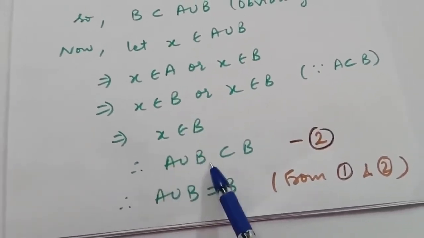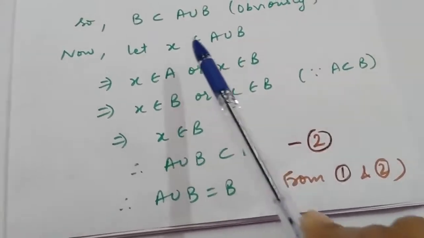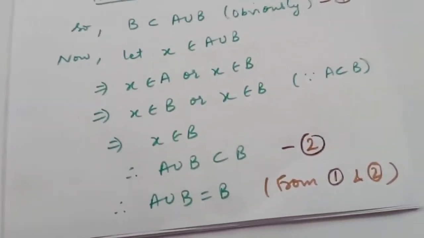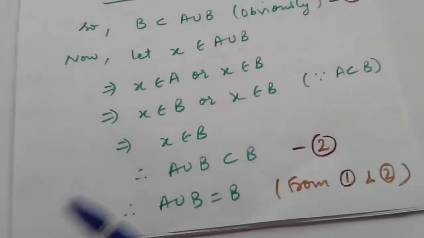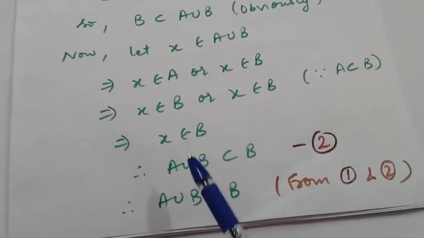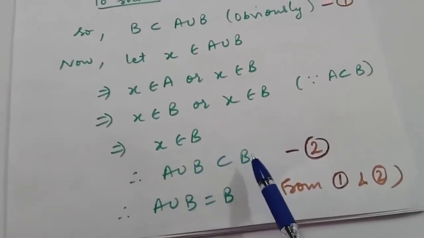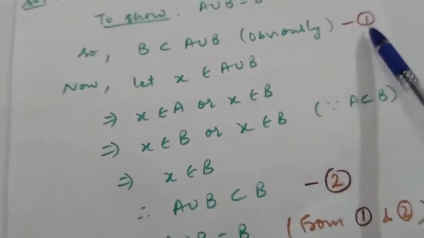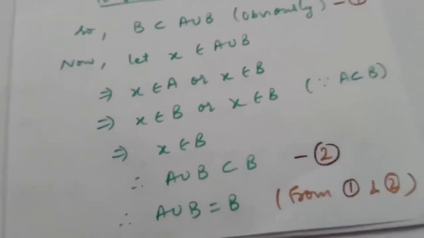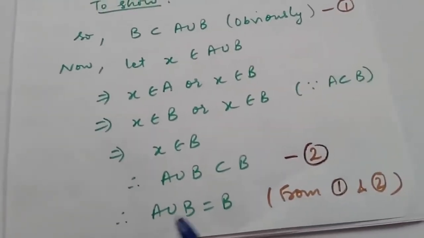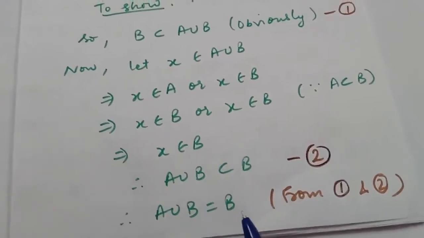Therefore A union B is a subset of B, because we started with X belongs to A union B, and now X belongs to B also. Therefore A union B is a subset of B. Now from this first and second we can say that both the sets are equal. Therefore A union B is equal to B.